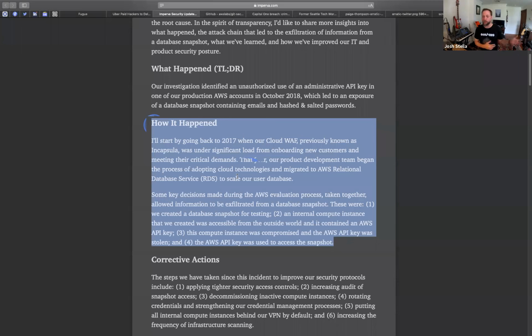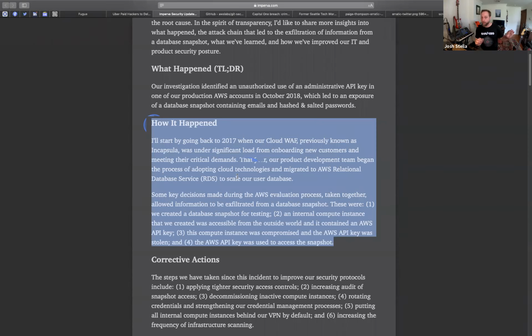Two, an internal compute instance was accessible from the outside world, and it contained an API key. Do not put your credentials on your machines. Use some kind of secrets manager. Make this harder for the bad guys, and also key rotation, people. So they got in through a compute instance that was accessible from the outside, they found an API key. The compute instance got compromised, and the AWS API key was stolen, okay. And then the AWS API key was used to access the snapshot.